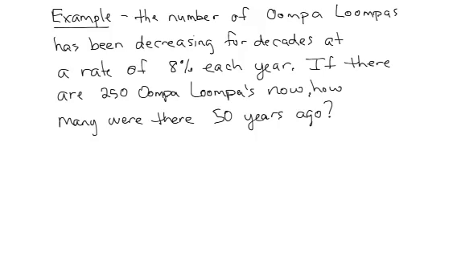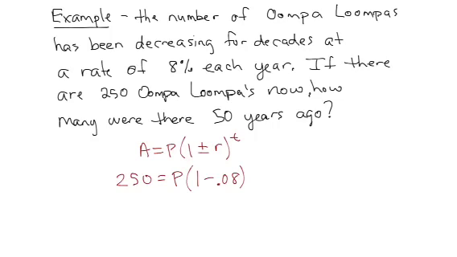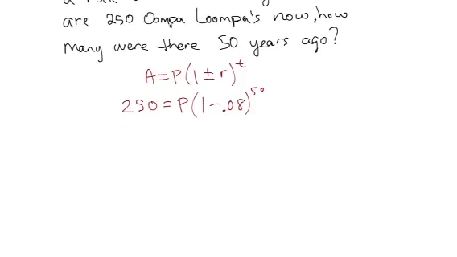So if you remember our formula, again, our ending value A equals the principal, times 1 plus or minus the rate, raised to the t, which is years. So let's fill in what we know. We know our ending amount, how many Oompa Loompas there are now. Right now there's 250. What we don't know is how many we started with 50 years ago. But we do know they are decreasing at a rate of 8%, so I'm going to do 1 minus 0.08. And we do know the time, 50 years. So I'm going to do a little algebra here.